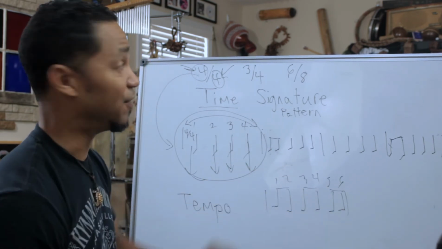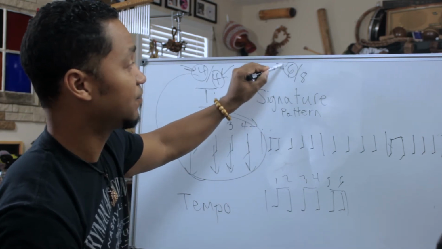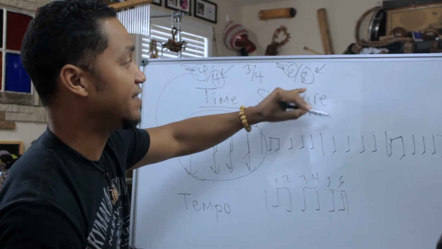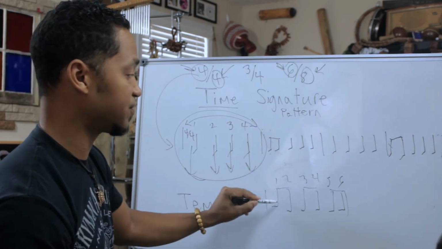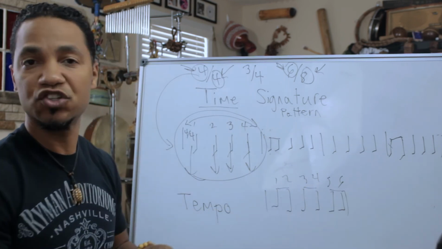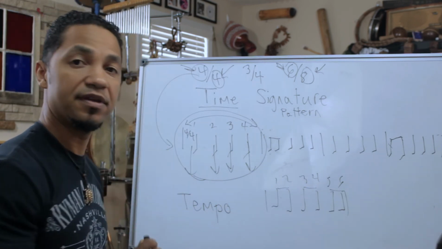But what kind of notes? How many? What are we counting? 8 stands for eighth notes. 4 stands for quarter notes. Boom. So that's just a short explanation of time signatures.